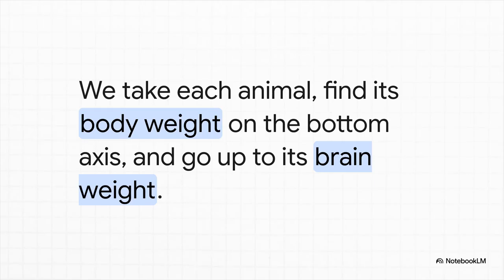So you might be wondering, how do we get our notes onto this map? Well, it's actually pretty simple. We just take each animal one by one. For instance, let's grab a goat that weighs 28 kilograms. We find 28 on the bottom axis, right? Then we go straight up until we're level with its brain weight. That's 115 grams on the side axis. And bam, we drop a dot right there. And we just keep doing that for every single animal until our map is totally filled out.